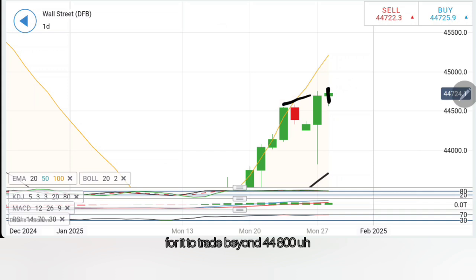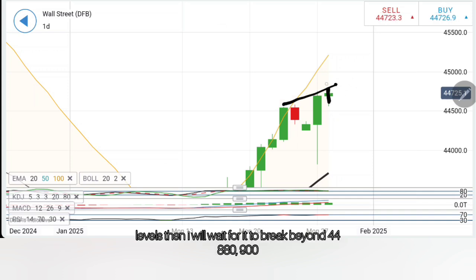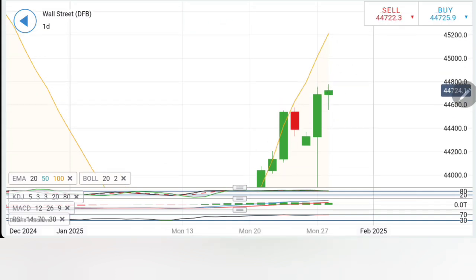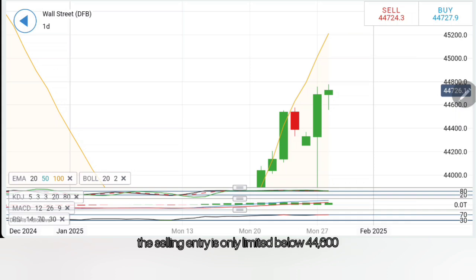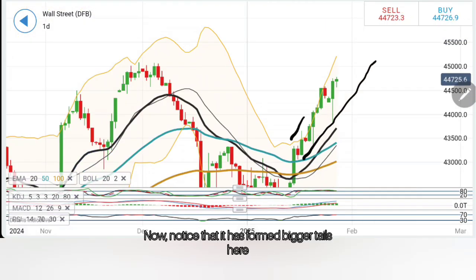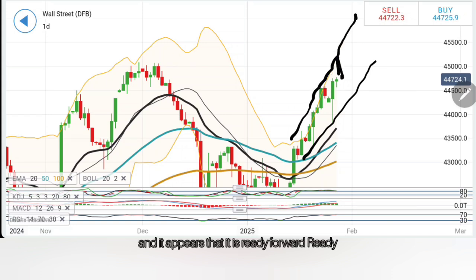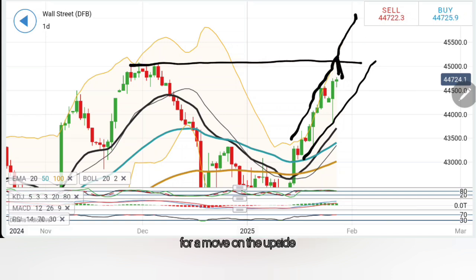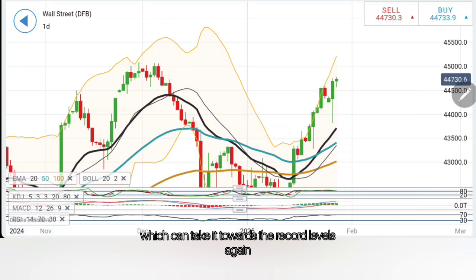I'll just wait for it to trade beyond 44,800 levels, then I will wait for it to break beyond 44,880, 900. If these two levels are taken, stay bullish for 45,050, 45,200 levels as the next target, and beyond that a further rally can be seen. While on the downside, a selling entry is only limited below 44,600, 44,580 zone, below which you can expect bearishness. Now notice this, it has formed bigger tails here, and it appears that it is ready for a move on the upside, which can take it towards the record levels again, which means a move beyond 45,000, 45,200 zone, which is going to be the strongest resistance on the upside.